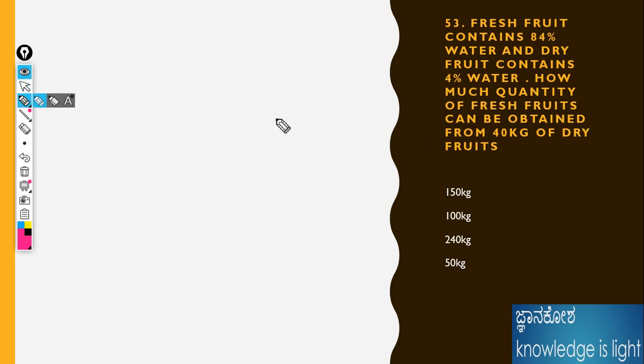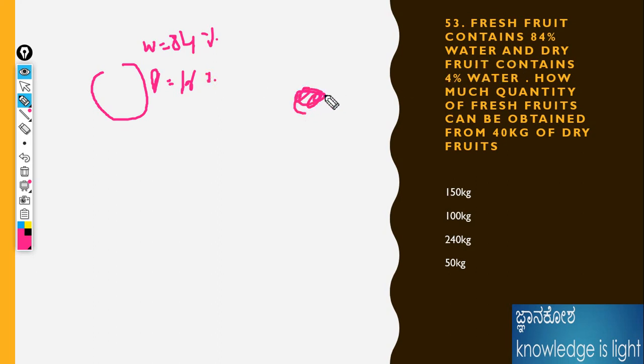Same question. The fresh food has a water content of 84%. Then what is the percent of pulp? It is 16%, isn't it? Then the dry fruit contains 4% water. That means there should be 96% pulp only. The water is not a problem, only 4% of water remains once the water is removed from the fresh fruit. What quantity of fresh fruit can be obtained from 40 kg?